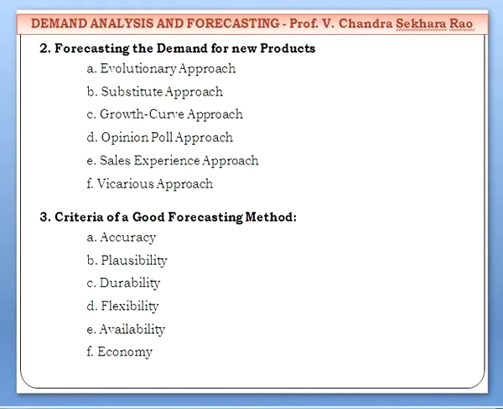And coming to opinion poll, that is buyers survey, asking the customers directly for their opinions. And sales experience, that is nothing but pilot testing. And vicarious approach means taking the opinions of experts in the field, like wholesalers, dealers, or specialists, or grassroots salespersons, etc. So these are the methods of estimating or forecasting the demand for a new product.